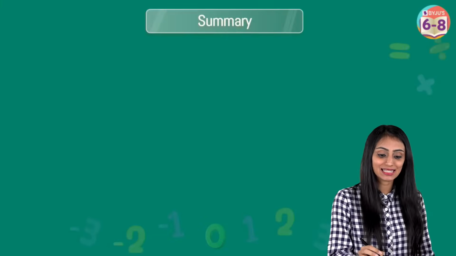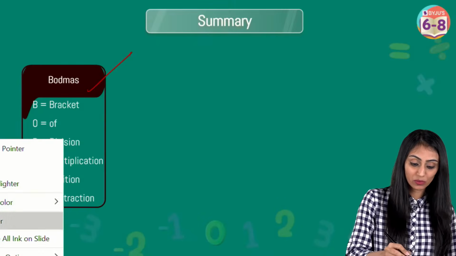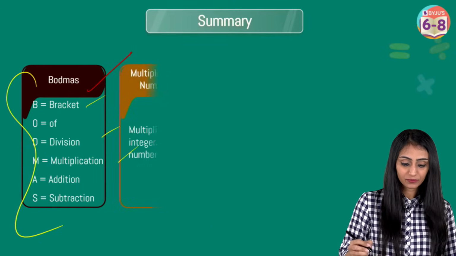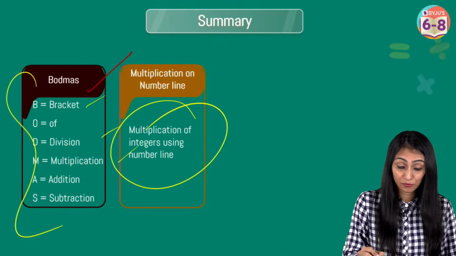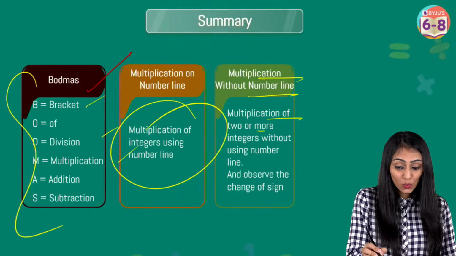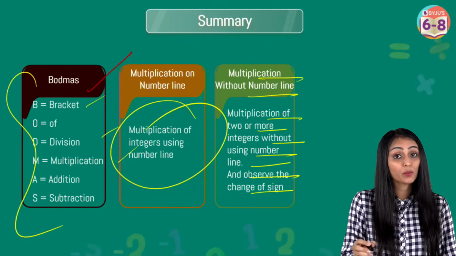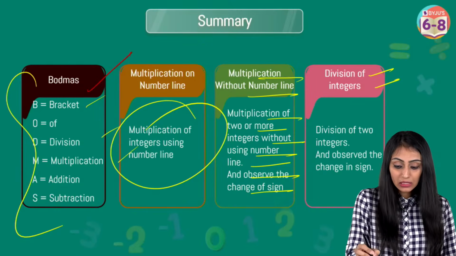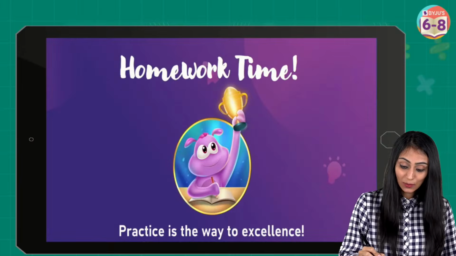Now first quickly let's take a look at the summary, what all we have covered today. We talked about BODMAS, which we will be using in our questions, and we know what BODMAS actually is. Then we talked about how to do multiplication on a number line. We used the example of that frog, and how to do multiplication without a number line. So multiplication of 2 or more integers without a number line, we have seen that, and we have learned the rules also, how to observe the signs. And we talked about the division of integers. And we learned that the signs rules remain the same. There's nothing different.